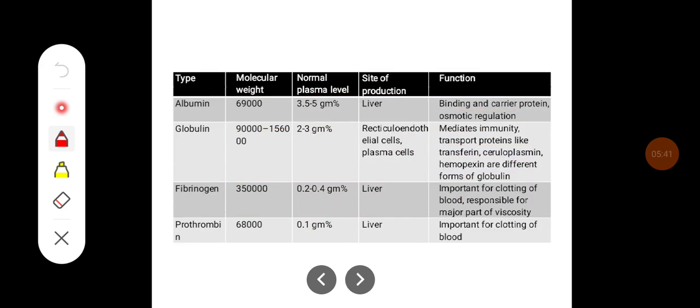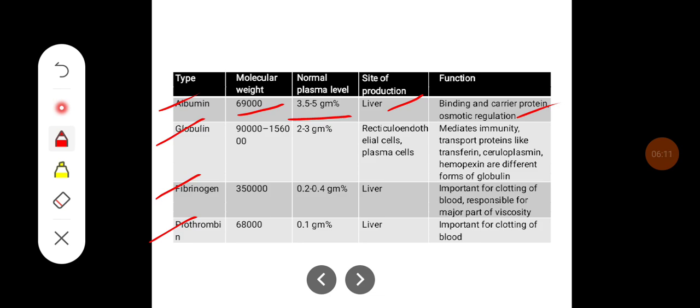So here are some of the differences between albumin, globulin, fibrinogen and prothrombin. The molecular weight of albumin is around 69,000. The normal plasma level ranges between 3.5 to 5 gram per cent. It is produced in the liver. It acts as a binding and carrier protein, and it is important for osmotic regulation.